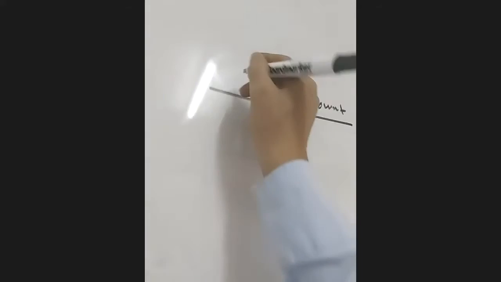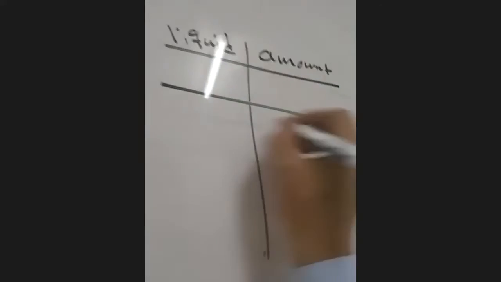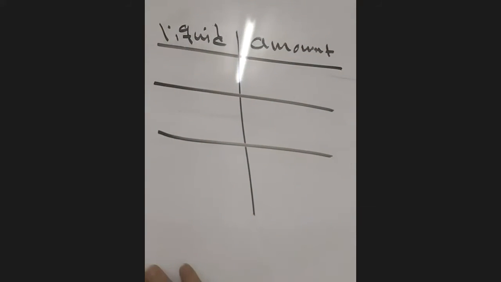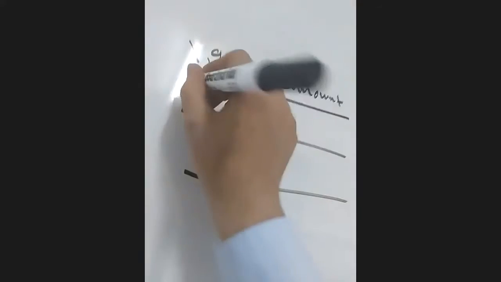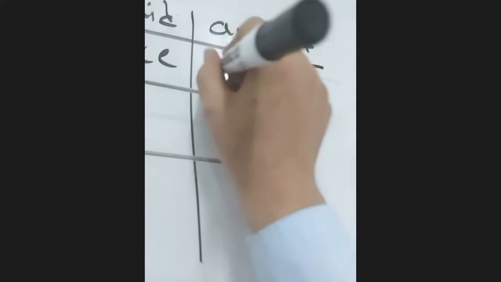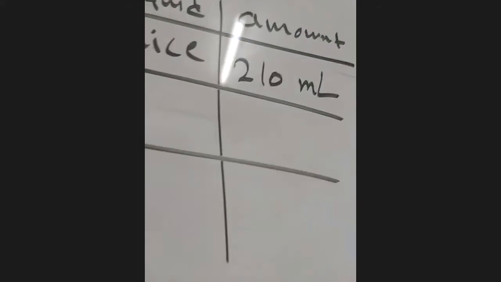Here we have the liquid, right? Yes. And we have three liquids. What are they? The first one? Juice, 200 milliliters. Yes, 210 milliliters. Louder, my son.